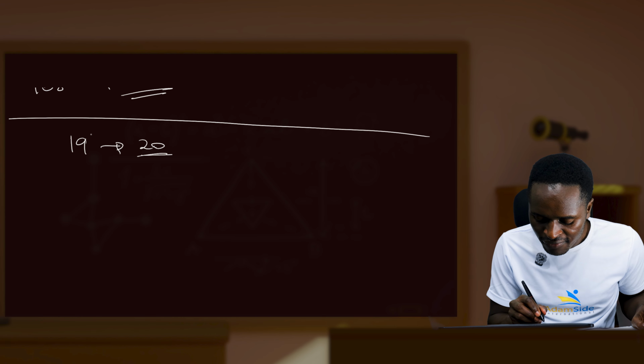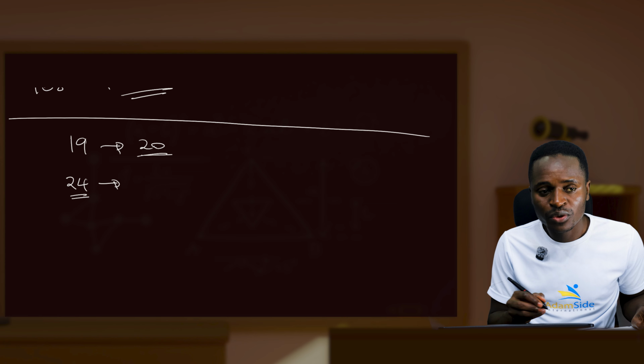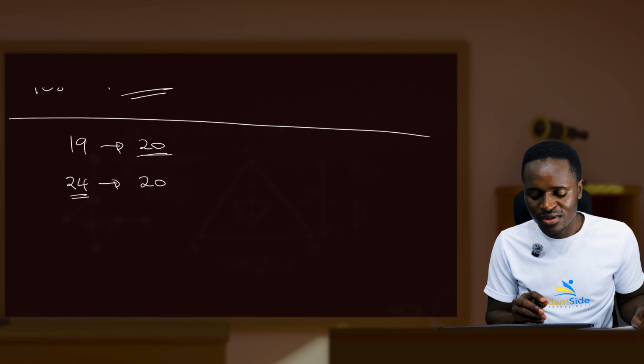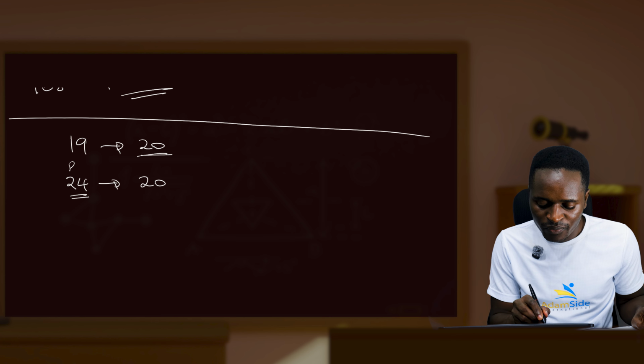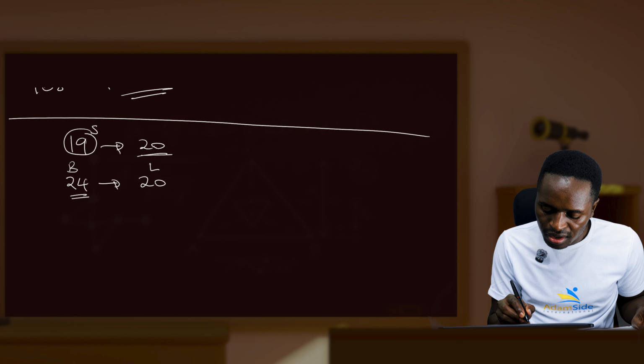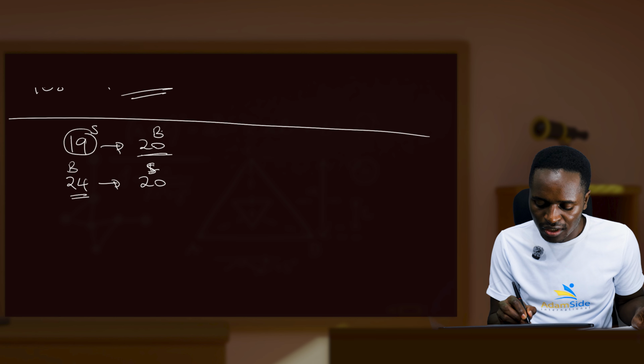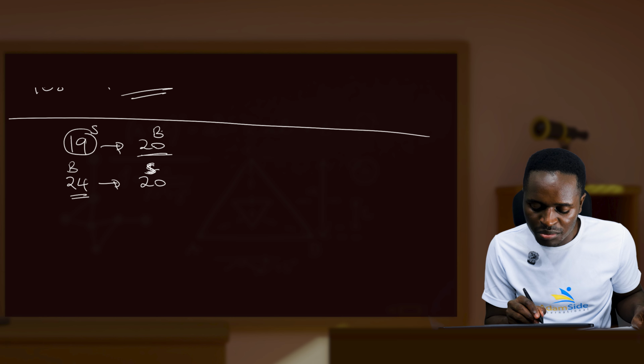For instance, let's say you have 24. So the actual number is 24. But when you round it off to one significant figure, it will be 20. So you see, this one was bigger, and now it becomes a lower value. This one was small, it becomes big. You get that? So this was small, it becomes big, but this was big, it became small.